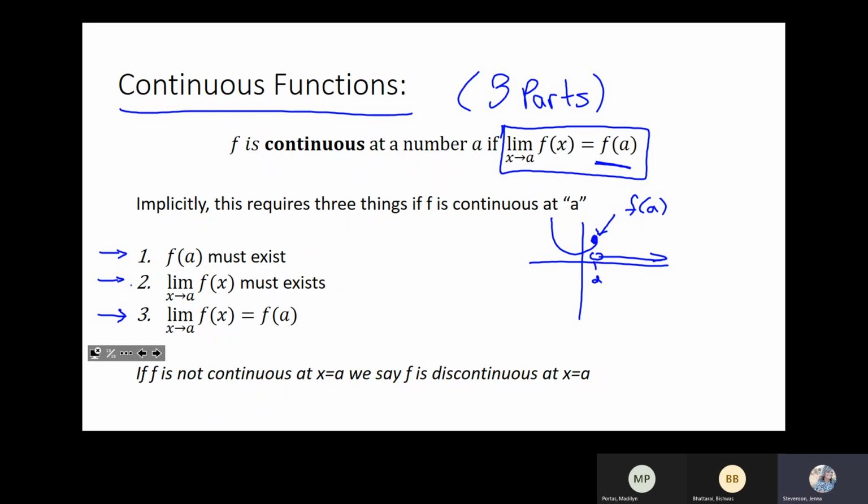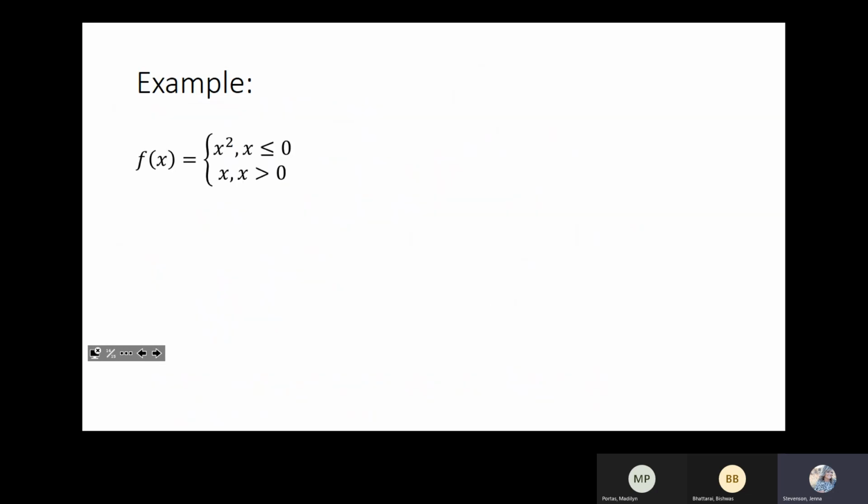Okay, graphically, we can look at a graph, we can look at the equation, and we can probably see whether it's continuous or not. Like something like this one, like that's a continuous function, okay? But the one on the other side, not a continuous function. But we have to be able to do it algebraically, so showing those 3 steps.